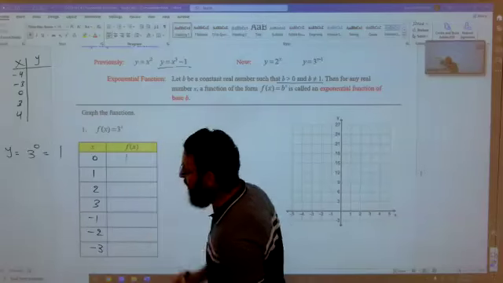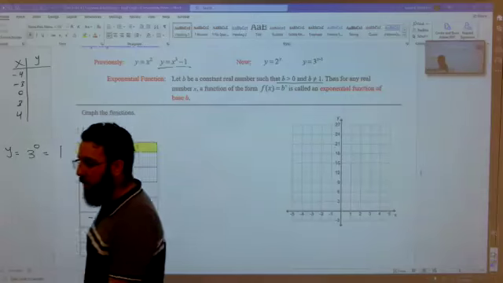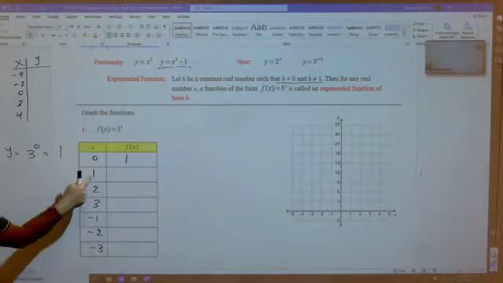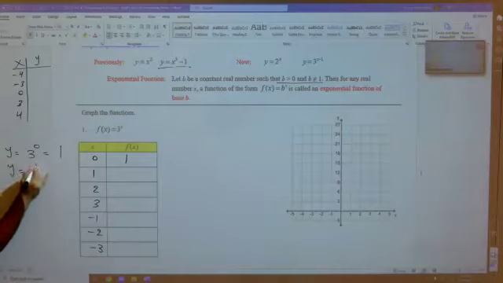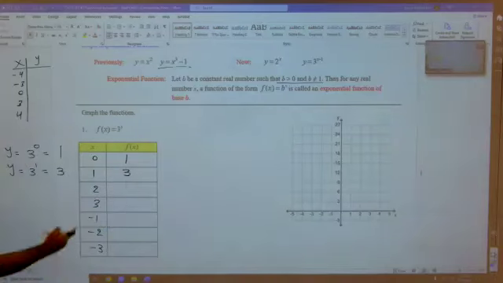So the result is 1. Next, we're going to plug in 1. y equals 3 to the power 1 equals 3. That's it. So here is the second number. Plug in 2.